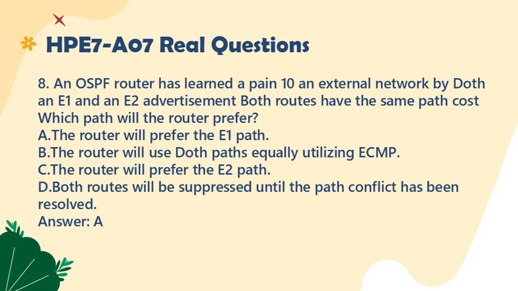A. The router will prefer the E1 path. B. The router will use both paths equally utilizing ECMP. C. The router will prefer the E2 path. D. Both routes will be suppressed until the path conflict has been resolved. Answer: A.